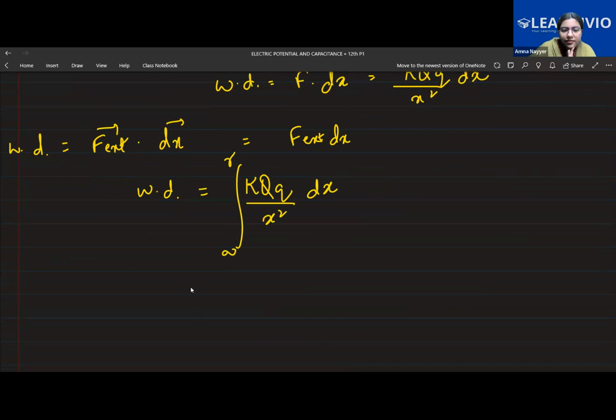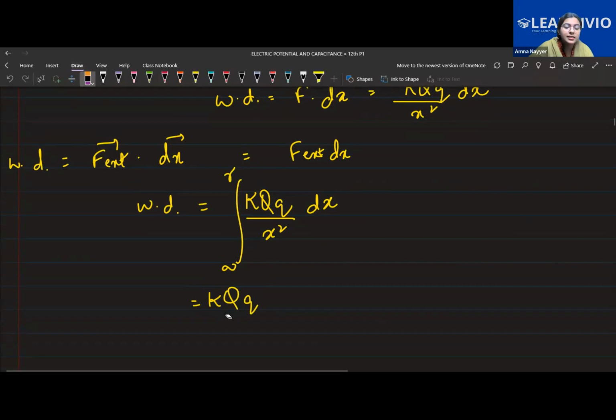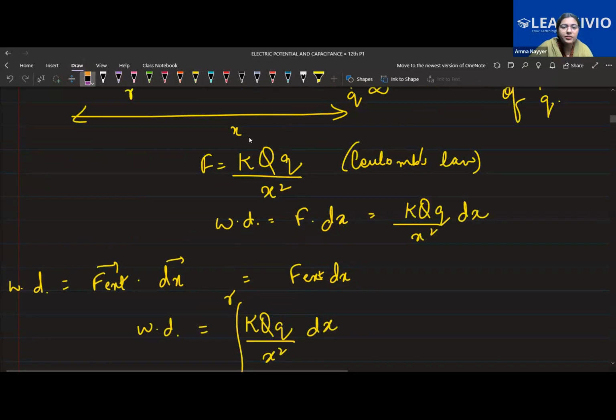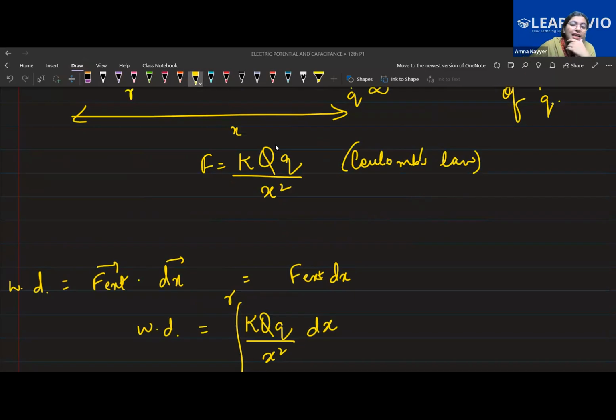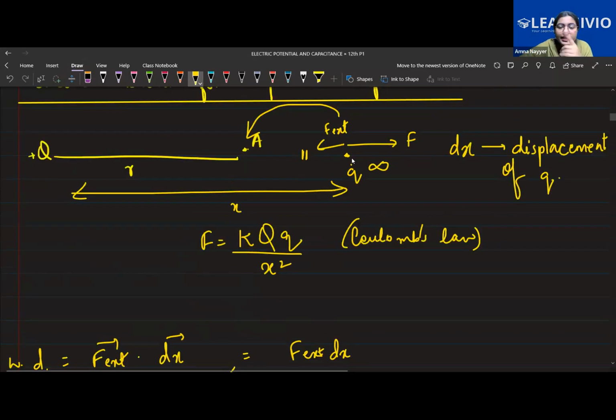Now class, if I take K capital Q small q common from here, I'm taking this common. One more thing, class. This is the force, not done by the external. If I have F equal to K capital Q small q by x square, this is Coulomb's law. Class, this is the force that is experienced by this small q. Now, there is a force that is acting, which is the external force, and there is a force which is acting within the system.